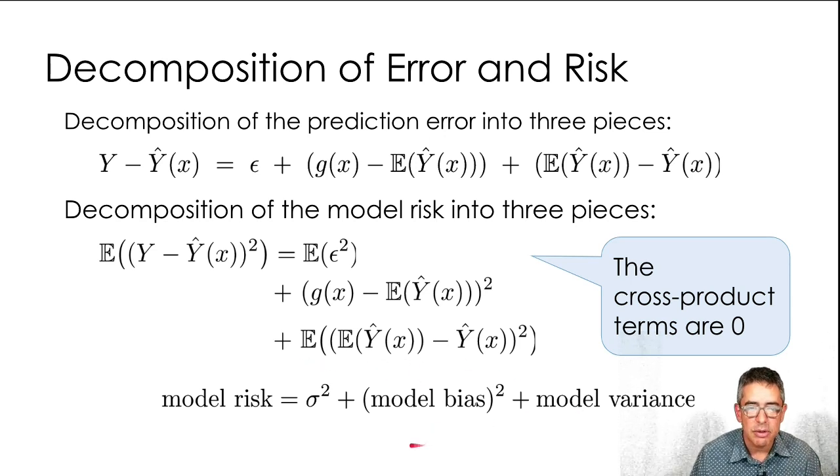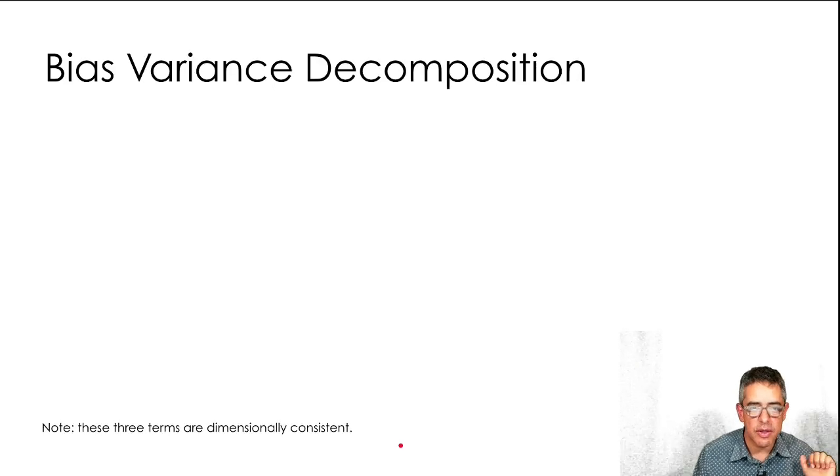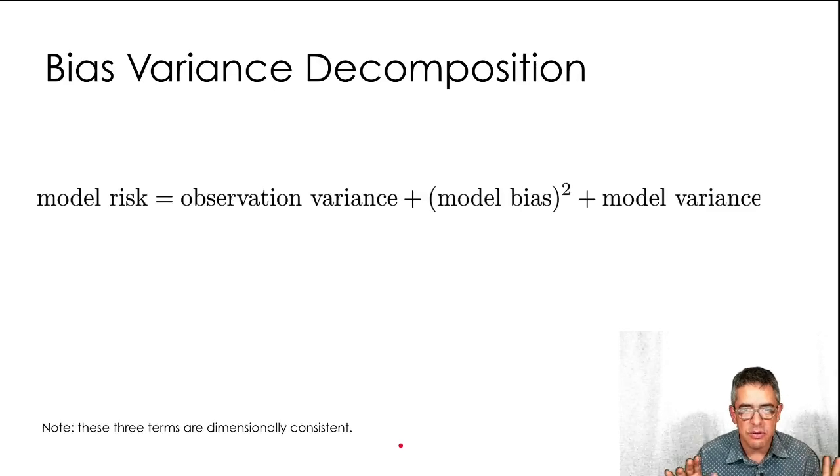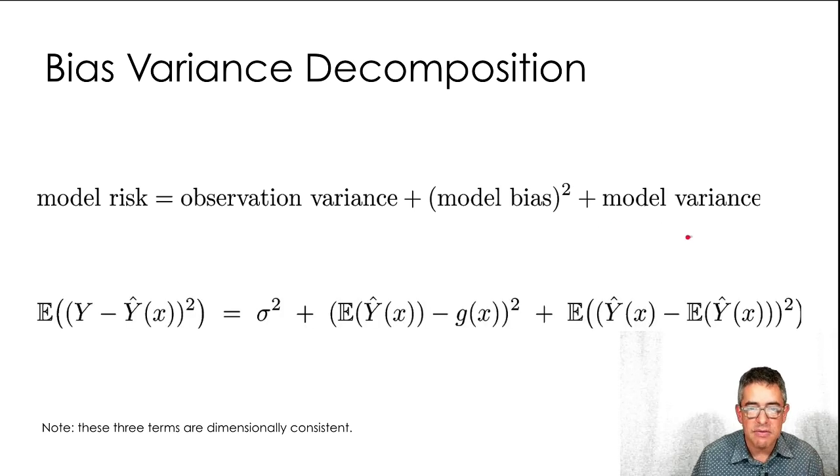So we've been able to say that the model risk is additively made up of 3 pieces. And this is so important that we're going to take a whole slide to talk about it in more detail. The model risk is made up, in words, of observational variance, the square of the model bias, and model variance. These are the 3 components of our model risk. Mathematically, this is the equation that we had there. Sigma squared is the observational variance. This term is the model bias squared, and this term is the model variance.